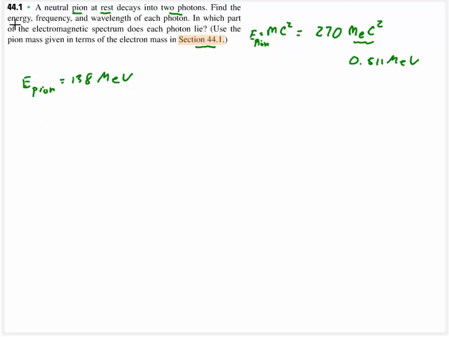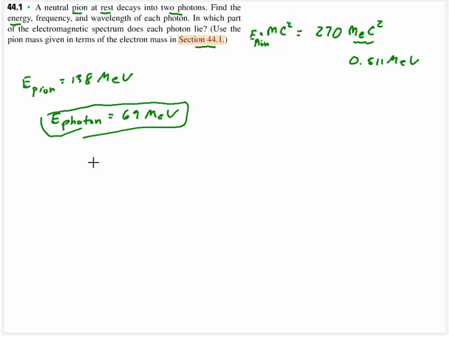Now, one thing to keep in mind is each photon is going to get half of that energy, and also energy will be conserved as well as momentum, so these photons are actually going to go in opposite directions. So the energy that each photon will get is going to be exactly one half of that, so we're talking about 69 mega electron volts.